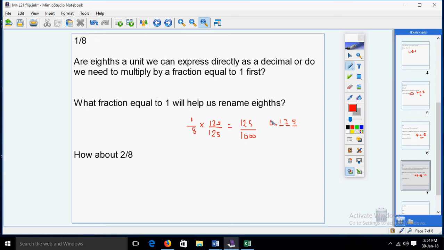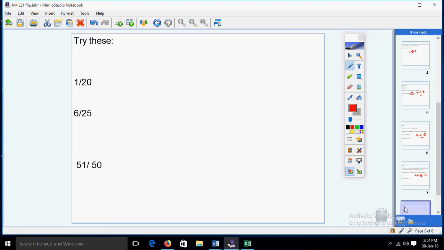All right, so what I want you to do right now is you're going to try 2/8. Okay, now you're still going to use this 125 over 125 because 8 times 125 will get you to a 1,000. You just multiply 2 times 125. All right, you'll see that on your quiz. All right, last slide. We're going to do the first 2 together, and then the last one you'll also see it on your quiz.